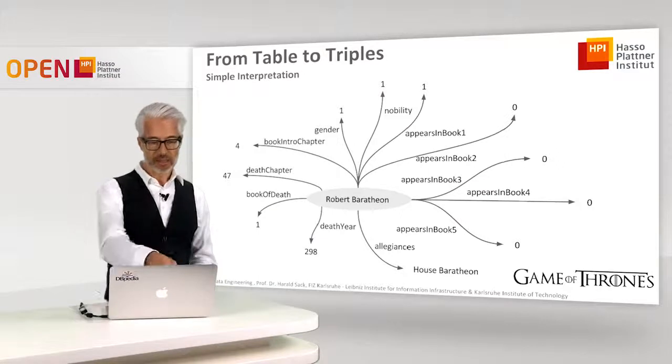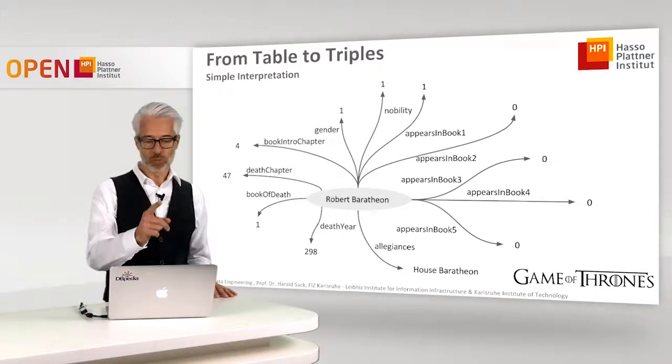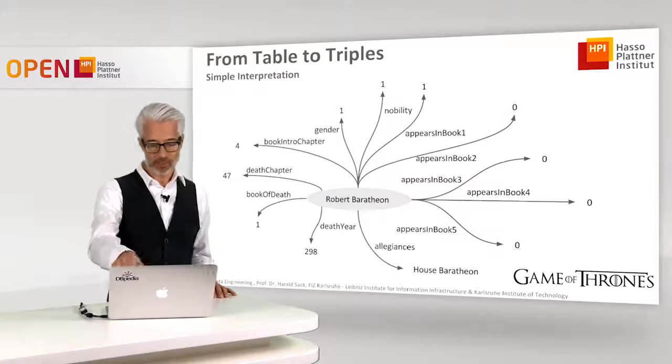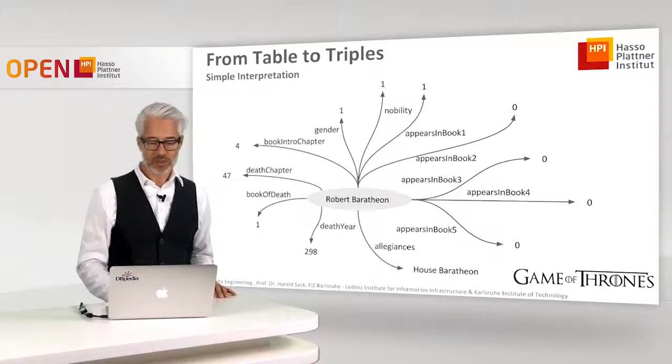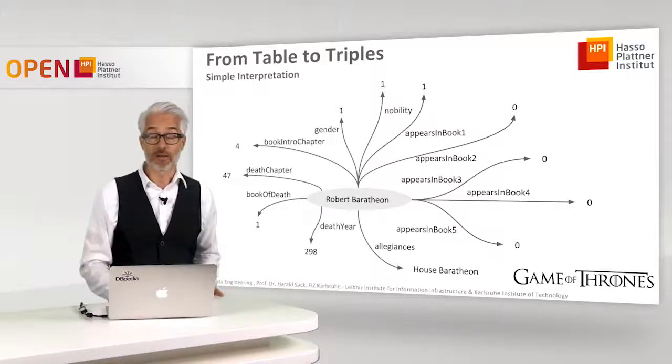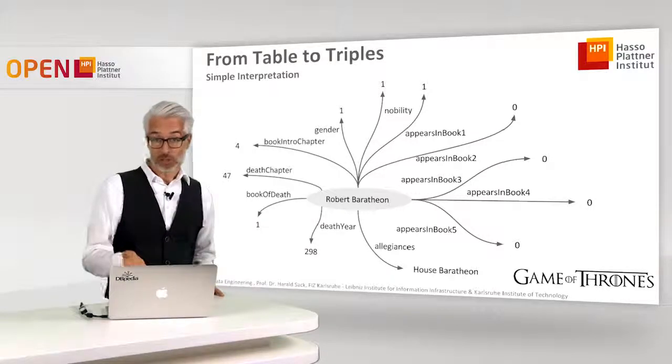I have simply used the names of the columns as property names. And we see here he has gender 1, nobility 1, appears in book 1, which means yes, he appears there, and in the other books you see here he doesn't appear. The allegiance, of course, is to House Baratheon, and the death year is given, the book of death, and so on and so on. You could publish it exactly in that way.